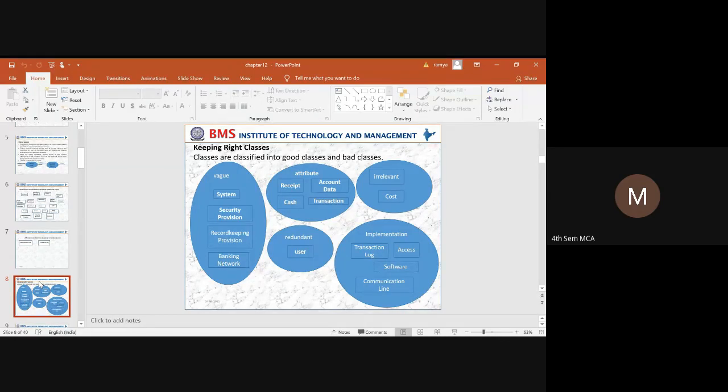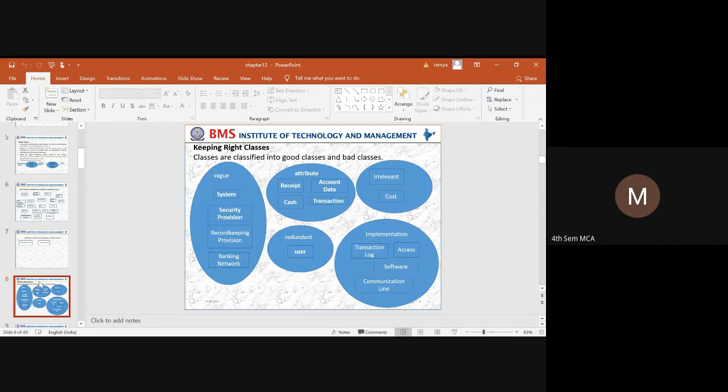So when you take this, vague classes indicate it is too large. When you are developing an application, you need to narrow down your problem statement, but not expand it. You should not make it a broad statement. So you cannot consider these names as a class name.